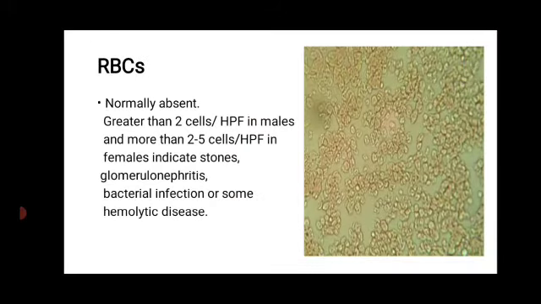Next, here you can see RBCs in the urine microscopic examination. RBCs are normally absent. Greater than 2 cells per high power field in males and more than 2 to 5 cells per high power field in females indicate stone, glomerulonephritis, bacterial infection or some hemolytic disease. So here is a diagram showing how RBCs appear under the microscopic examination of the urine.